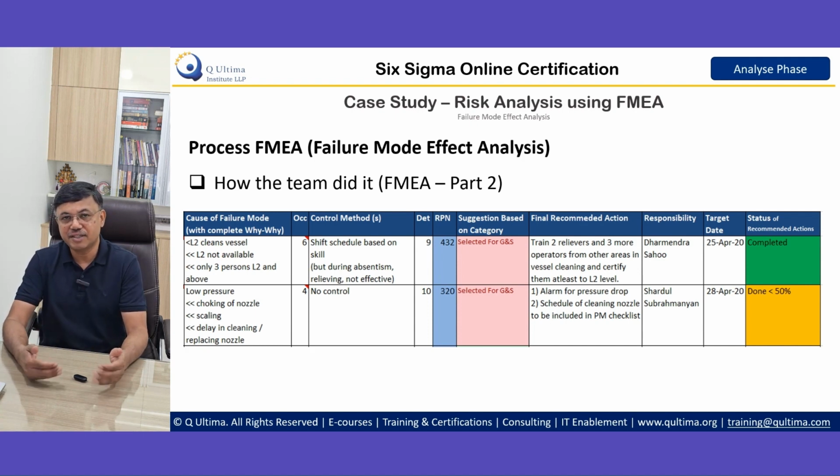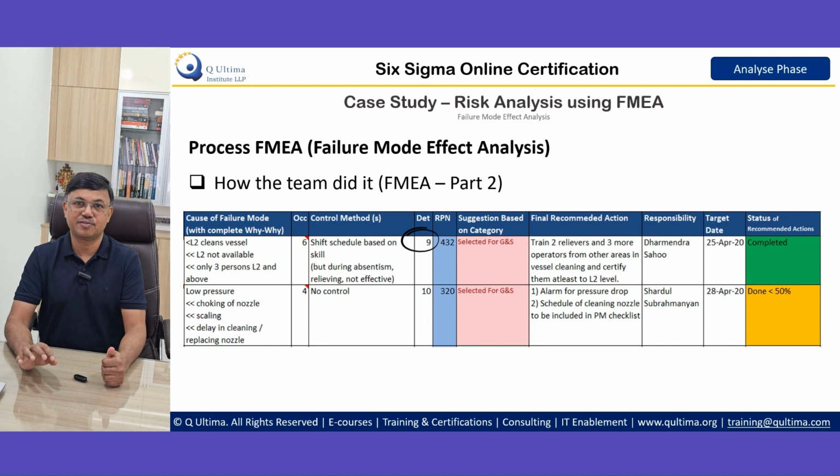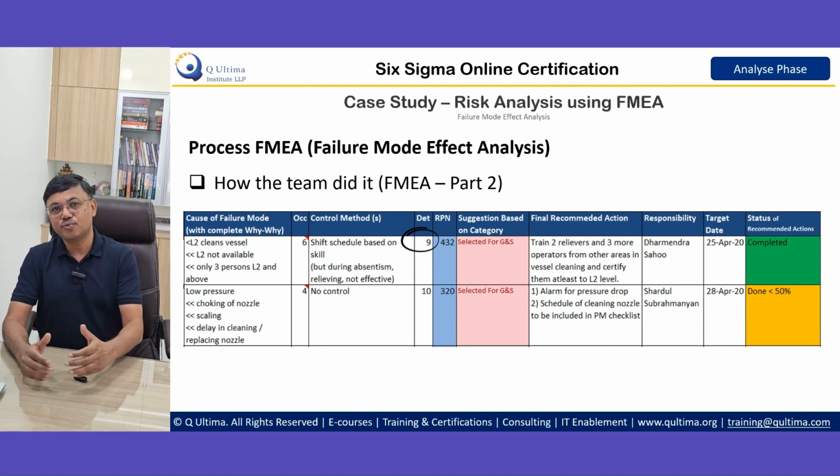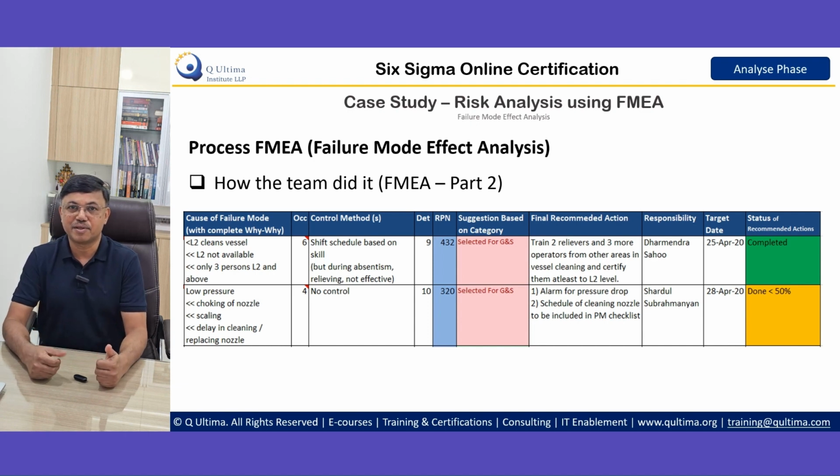Post this, we try to understand what the present control is, and how it is trying to control the cause or the failure mode or the effect. Presently, the shift schedule is made such that the person of required skill is available. But whenever a reliever comes, which happens randomly and often, the person is not available, and therefore a rating of 9 is given with respect to the detection rating of this control mechanism. Again, the AIAG scale is used, which we can learn from our standard FMEA course.